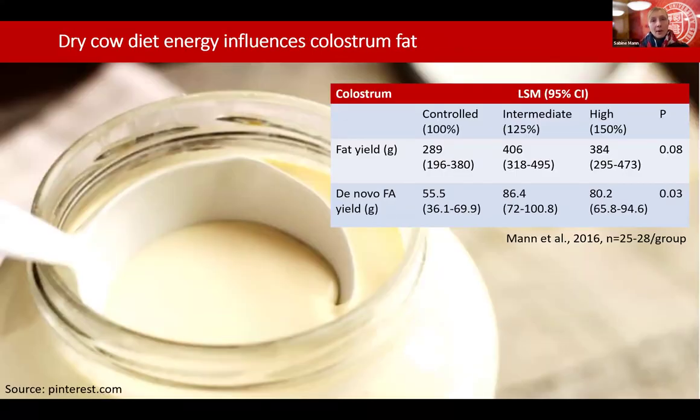Dry cow diet also can influence the colostrum fat component, similar to milk fat synthesis. We know that the mammary gland produces fat components for colostrum and also takes up preformed fatty acids. And so the way that you're feeding cows in the prepartum period can also change the concentration of fat and the overall fat yield in colostrum.